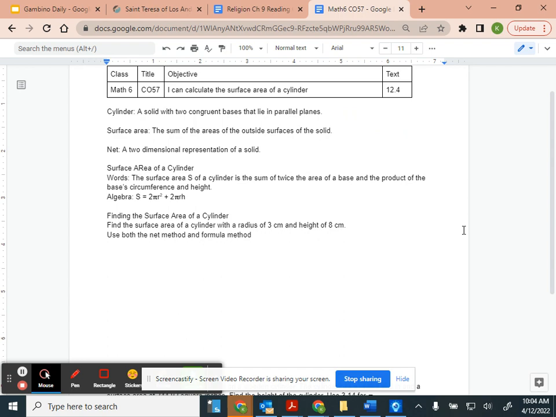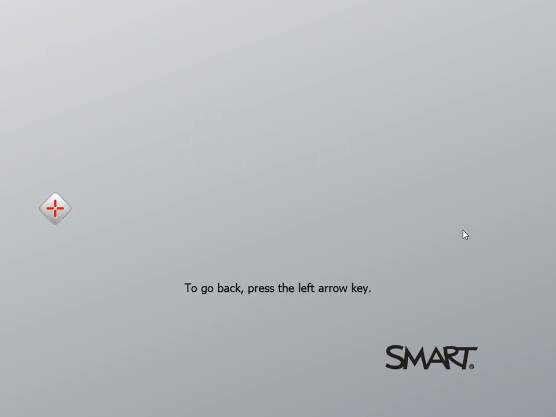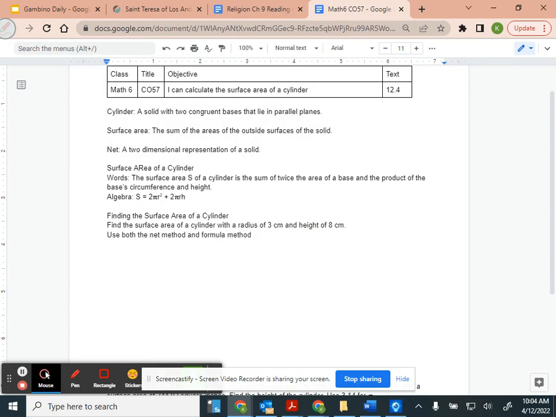So remember, a cylinder is a solid with two congruent bases that lie in pair. I am very off in my calibration because I got the new. You should play the teacher game. Yeah, I am playing the teacher game with my new projector here. So let's make sure that we are all good. Okay.